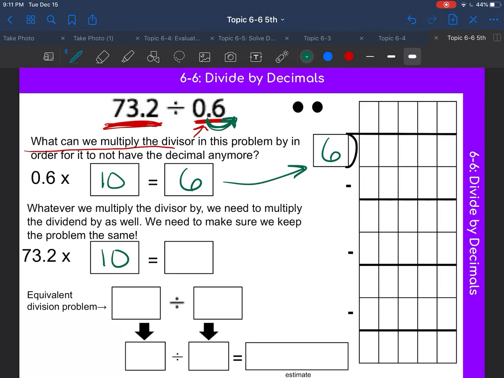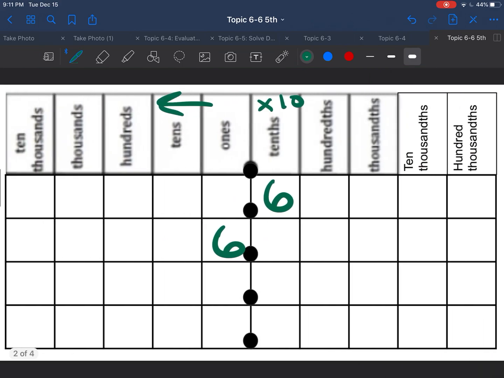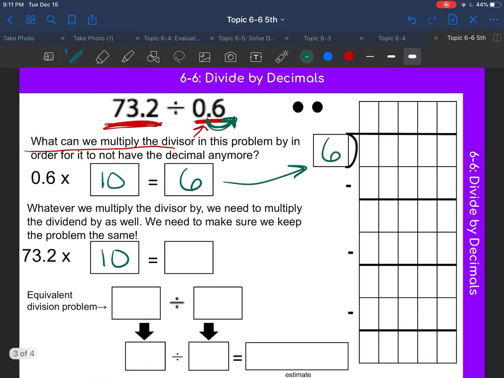All right, so multiplying the dividend by 10 again, if you wanted to use this chart to help you. The dividend is 73 and 2/10. You shift it once towards the bigger numbers because we're multiplying by 10. It would be 732. And again, that's the same thing as having this decimal go that way once to make it 732. All right, so now the equivalent division problem is just 732 divided by 6.